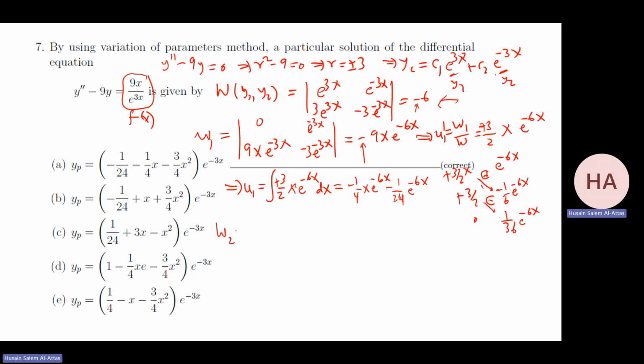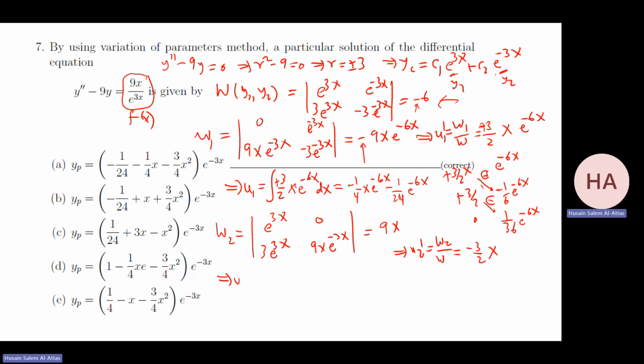Now I'll do the same for W2. I have e^(3x), it will be easier, I think. 3e^(3x), this is 0, and they have 9x e^(minus 3x). Yeah, that will be easier. That will be 9x. So it will be u2 prime, W2 over W. There is a minus sign here, so it will be minus 3 over 2 x.